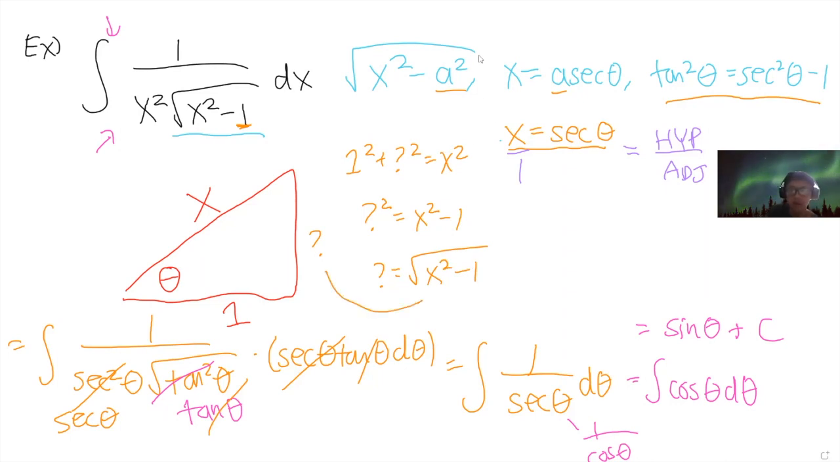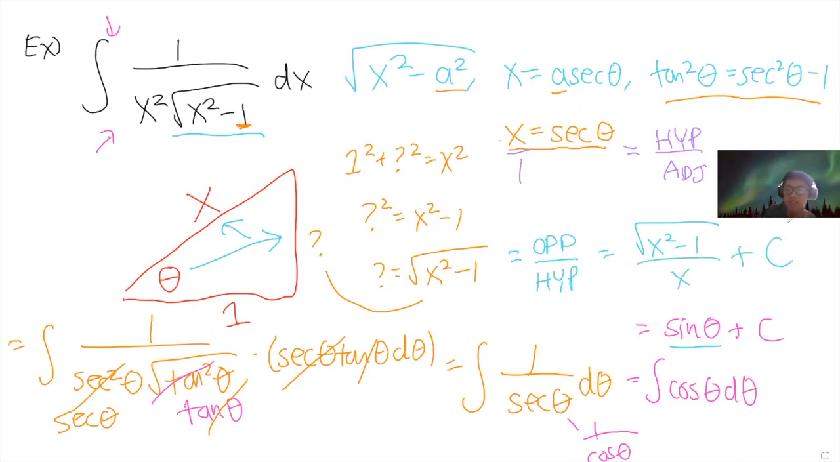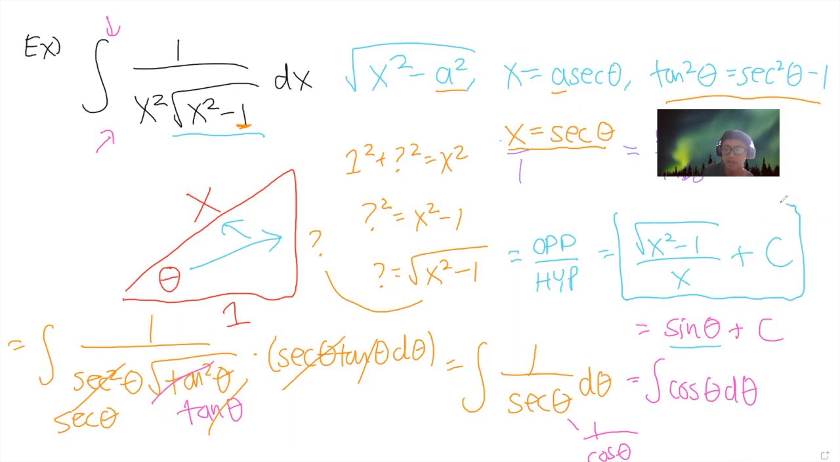So that's our square root. To finish off this problem, we're going to do sine theta. Well, what's sine theta? Sine theta is opposite over hypotenuse. We know the question mark was the square root of x squared minus 1, and the hypotenuse is x. Put our plus c, and there we go. That is our final answer. So that's how we would do trig sub.